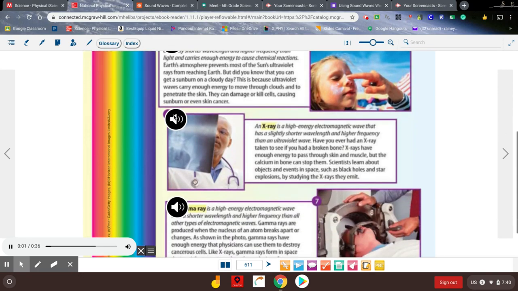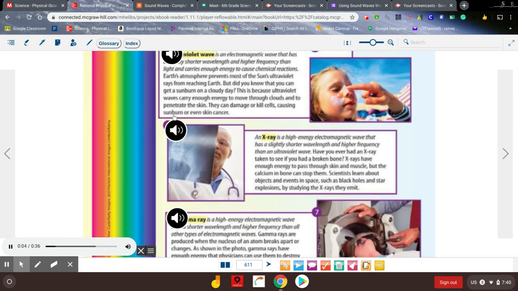Number 5. An ultraviolet wave is an electromagnetic wave that has a slightly shorter wavelength and higher frequency than light and carries enough energy to cause chemical reactions. Earth's atmosphere prevents most of the sun's ultraviolet rays from reaching Earth. But did you know that you can get a sunburn on a cloudy day? This is because ultraviolet waves carry enough energy to move through clouds and to penetrate the skin. They can damage or kill cells, causing sunburn or even skin cancer.